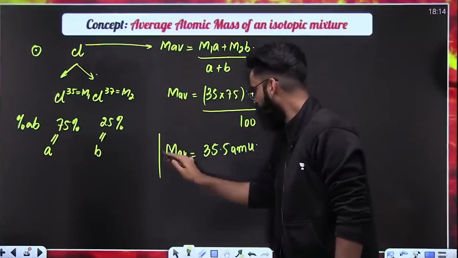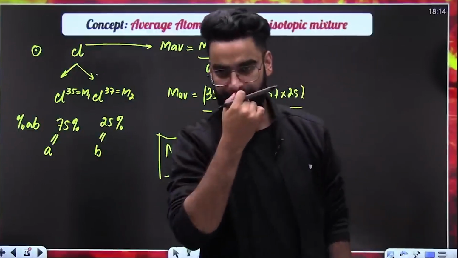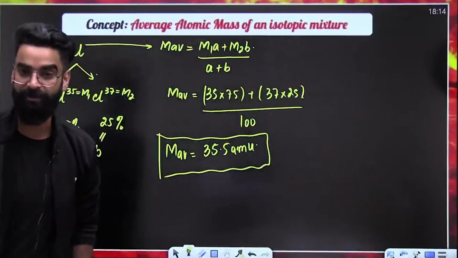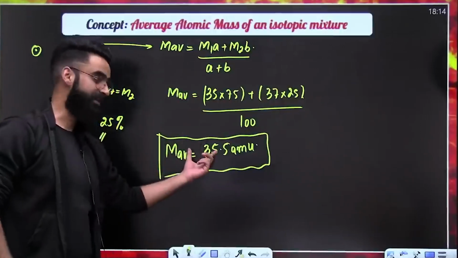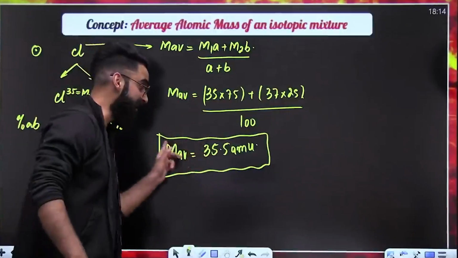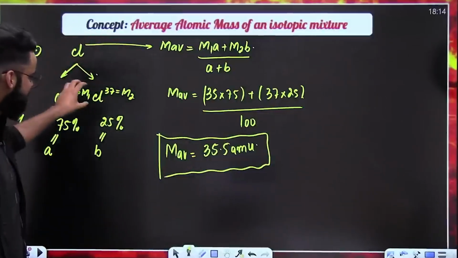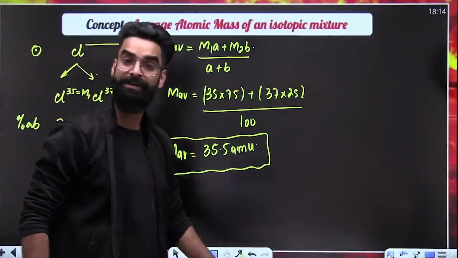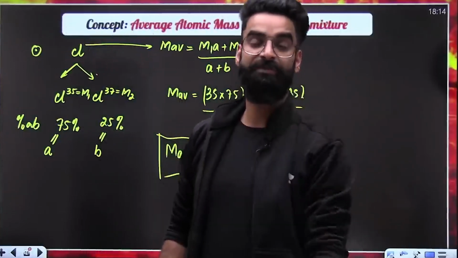So if I ask you, what is this 35.5 AMU all about? Is it the normal atomic mass of chlorine? No, it is not the normal atomic mass. It is the average atomic mass of chlorine which we are calculating, right? Perfect. So do remember, whenever an element exists in the form of isotopes, we do not calculate the normal atomic mass of the element, we always calculate the average atomic mass of the element.